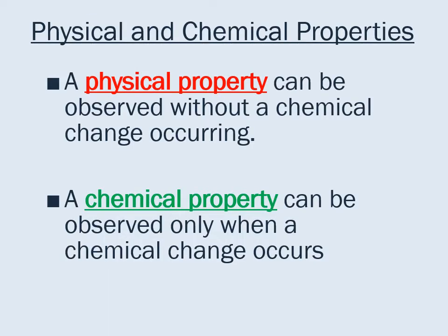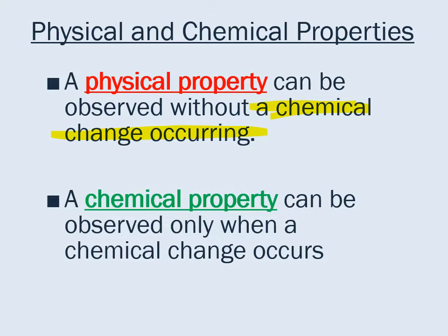Okay, and so chemical and physical changes are usually pretty straightforward. Chemical and physical properties are a little more complicated. A physical property can be observed without a chemical change occurring. So if I ever give you something and I ask, is this a chemical or physical property? Well, can you determine that property without doing a chemical reaction? If the answer is yes, it's a physical property.